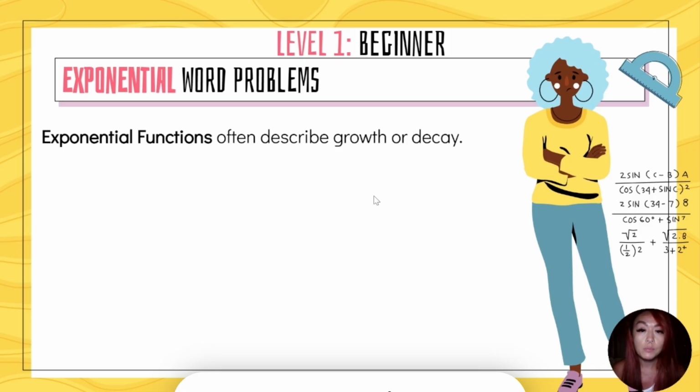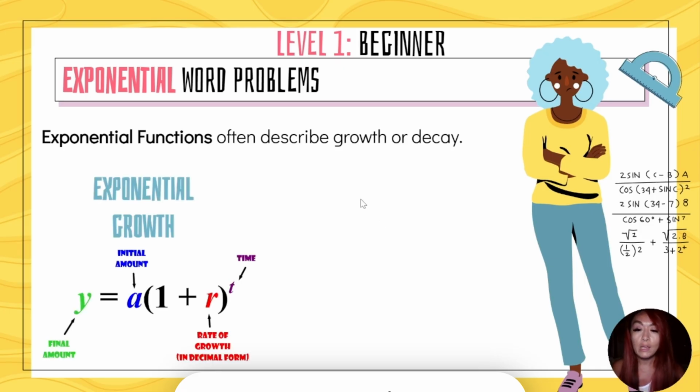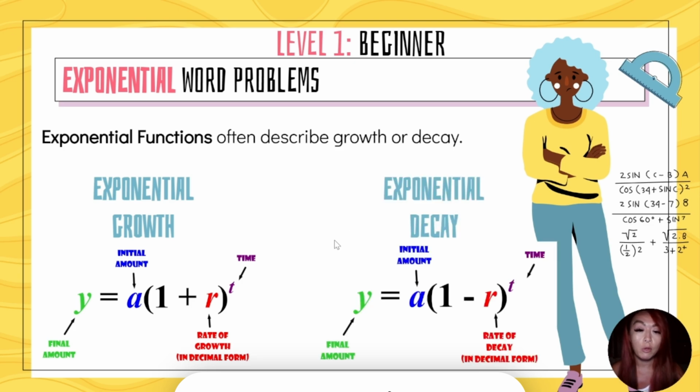So the formula for exponential growth is y equals a times the sum of 1 plus r to the power of t. Y is your final amount, a is your initial amount, r is the rate of growth in decimal form. So these word problems are going to give you a rate of growth as a percentage, and you'll have to convert the percentage into a decimal in order to substitute it into the formula. And t represents time.